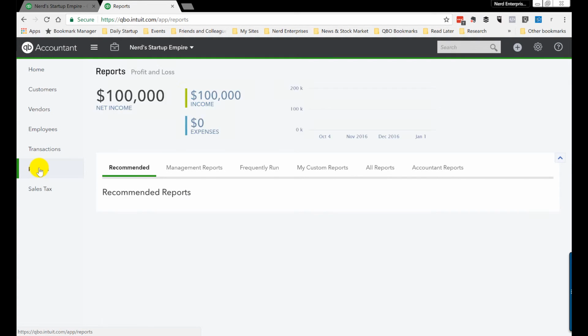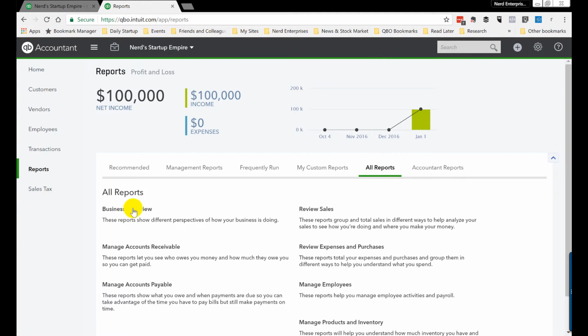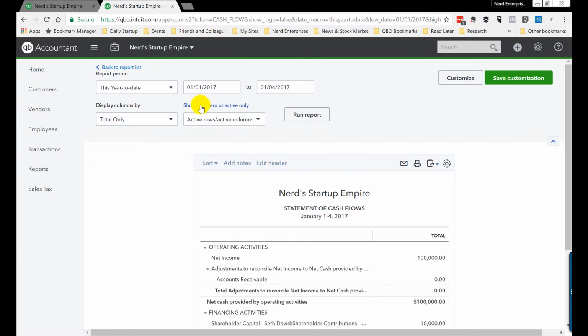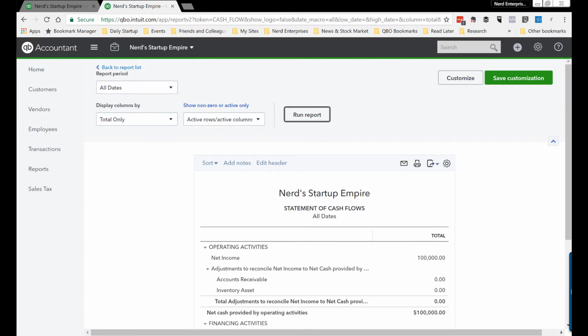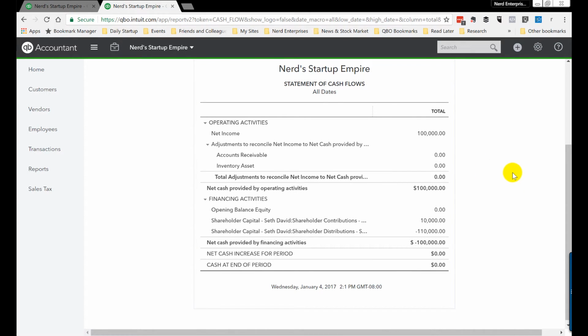And let's wrap up by looking at a statement of cash flows since we learned all about that last week. Let's go to all reports, business overview, over here to statement of cash flows. Let's run this for all dates. And let's see what happened here. Again, we earned net income of $100,000, right? Accounts receivable netted out to zero because we earned it and we got paid the whole amount. So there's no change in accounts receivable. It started at zero and ended at zero, right?